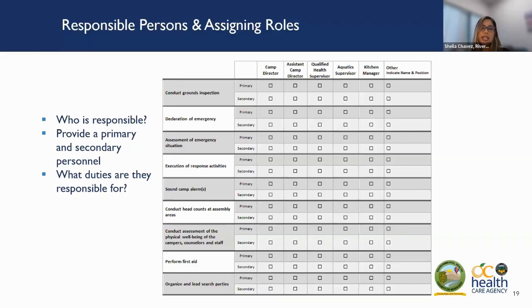Overall, clearly assigning these roles before an emergency happens helps ensure a faster, more organized response and reduces confusion while protecting the health and safety of campers and staff.